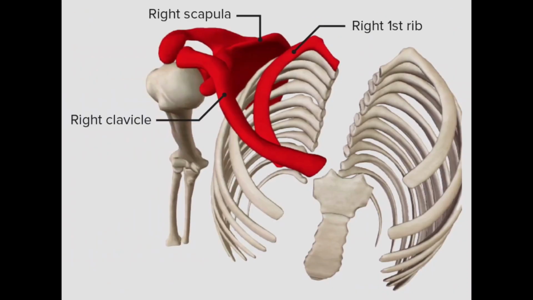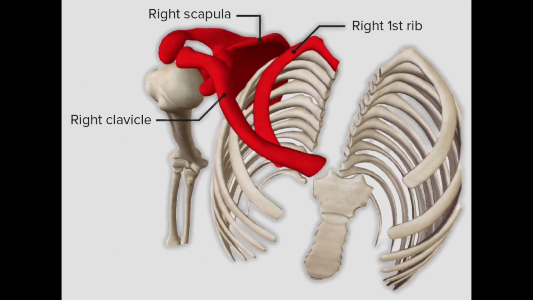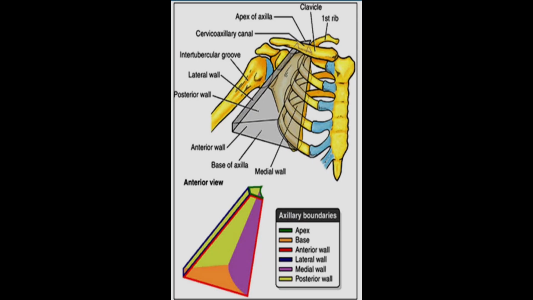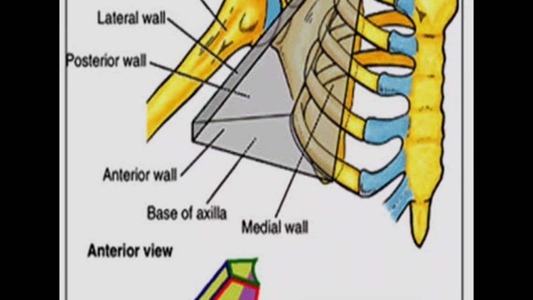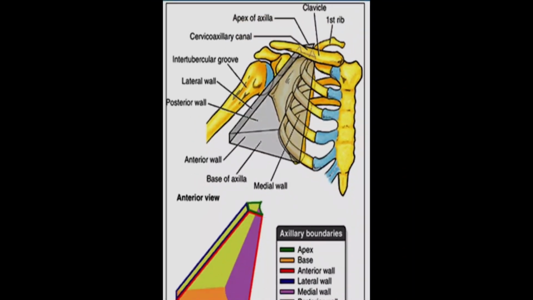This is a view of the apex of the axilla from above. The apex of the axilla is bounded anteriorly by the clavicle, posteriorly by the scapula, and medially by the first rib. Let us move on to the base of the axilla. The base of the axilla is basically an open structure, as shown in the picture over here. There is not much covering it, but for the purposes of the exam, we can say that there are fascias and muscles and multiple structures. But the base is basically open.